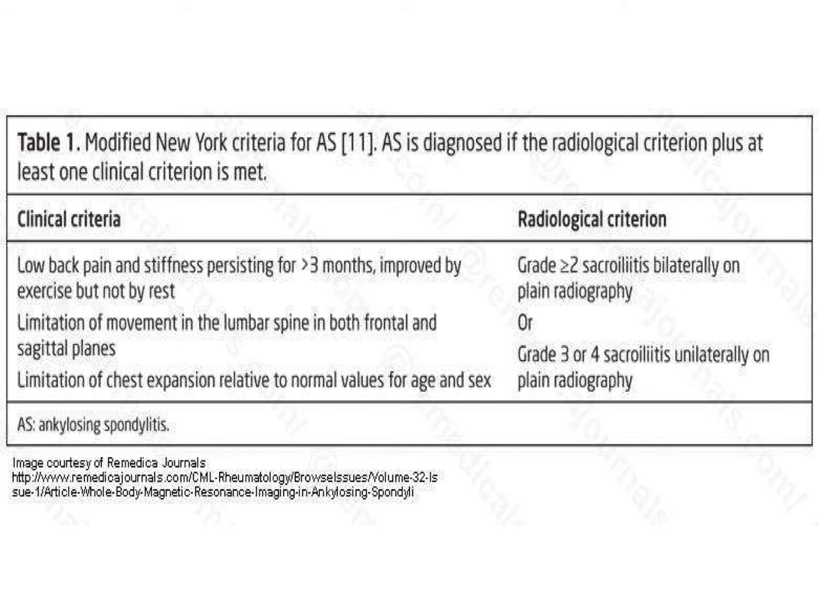Modified New York criteria for ankylosing spondylitis. Ankylosing spondylitis is diagnosed if radiological criteria plus at least one clinical criterion is met. Clinical criteria include low back pain and stiffness persisting for more than 3 months, improved by exercise but not by rest, limitation of movement in the lumbar spine in both frontal and sagittal planes, and limitation of chest expansion relative to normal values for age and sex. Radiological criteria include grade 2 or more sacroiliitis bilaterally on plain radiography, or grade 3 or 4 sacroiliitis unilaterally on plain radiography.